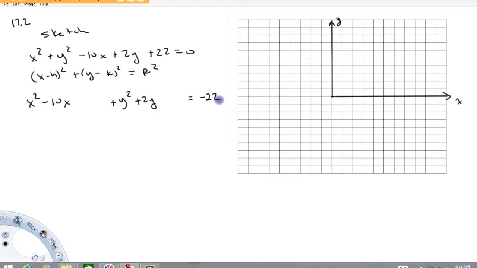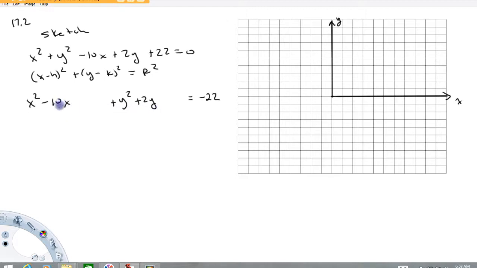All right, so all we've done here is just rearranged it: group the x terms, group the y terms, put the constant on the right. Now the reason for the constant on the right, look at the standard form of a circle. It's got this numerical value on the right. Now we've got to complete the square on two of these terms, this guy and this guy.